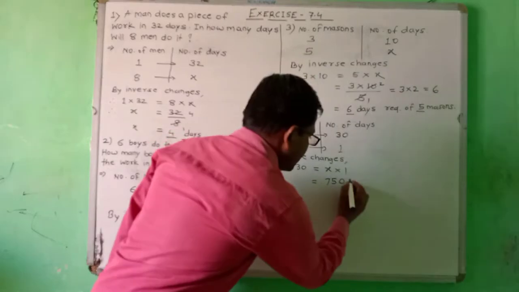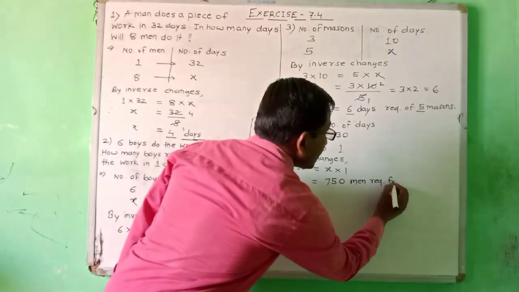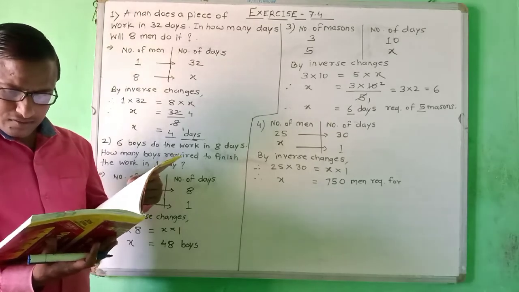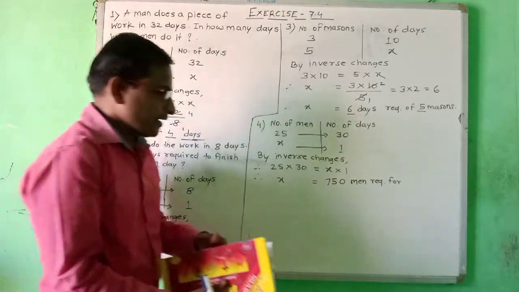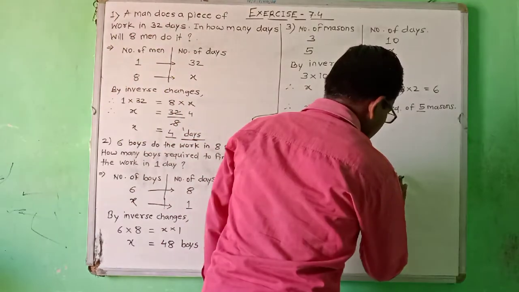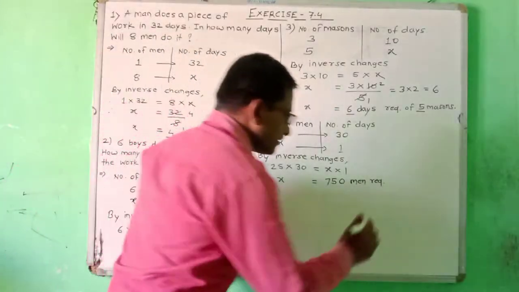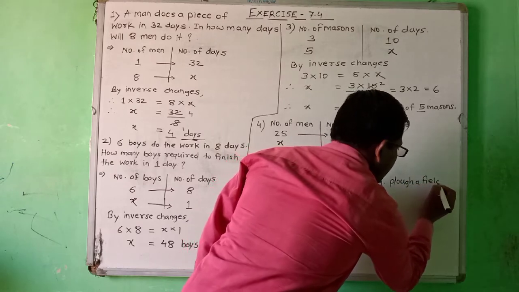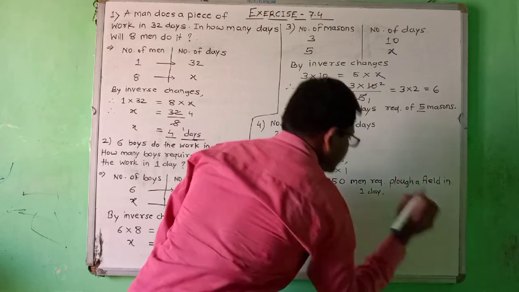750 men required for one day. 750 men required to plough a field in one day. Full stop.